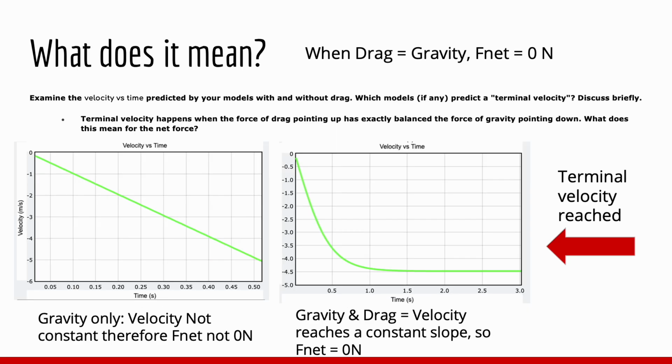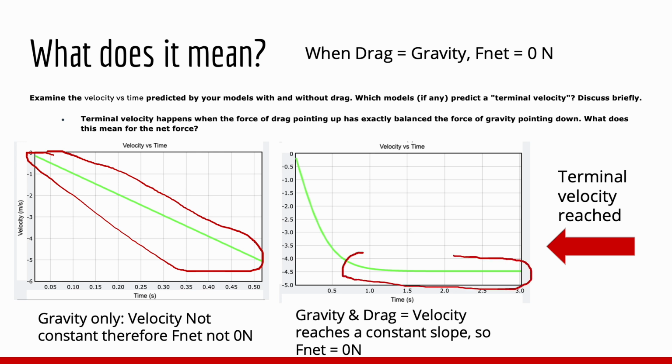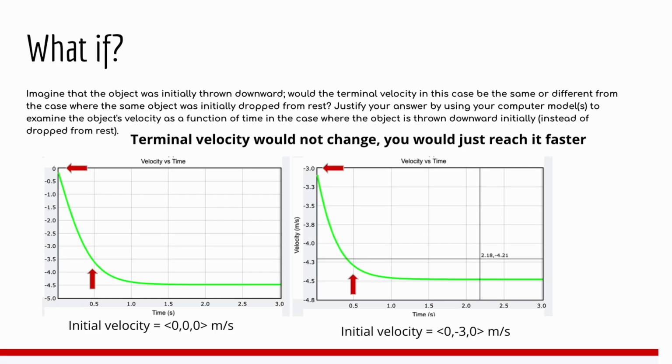For the what does it mean question, we are asked in which model terminal velocity is reached. Terminal velocity is reached when gravitational force and drag force are balanced and velocity reaches a constant point. In the gravity-only model, we don't reach a constant velocity as the slope is not flat, but therefore velocity is changing. In the gravity and drag model, the constant slope is reached here, and therefore terminal velocity is reached. This means that the system is experiencing a 0 net force.